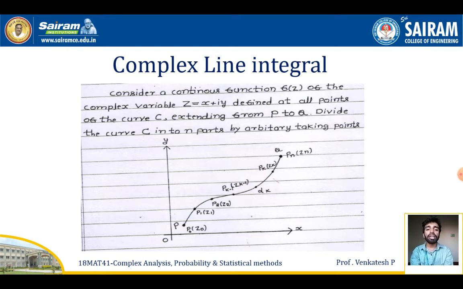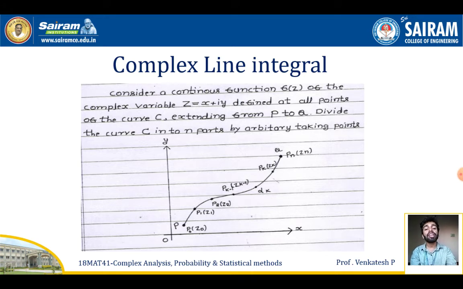For example, consider a continuous function f of z of the complex variable z is equal to x plus iy. It is defined at all the points of the curve C, and already I told that the curve is defined in the complex plane here. Now I'm going to extend this particular curve from P to Q and divide the curve C into n parts. So I'm taking a curve C with end points P and Q in the xy plane, and we can define this xy plane as a complex plane, the x plus iy plane. Now I'm going to divide the curve PQ into n parts like P0 of Z0, P1 of Z1, P2 of Z2, Pk minus 1 of Zk minus 1, Pk of Zk, etc., up to Pn of Zn.